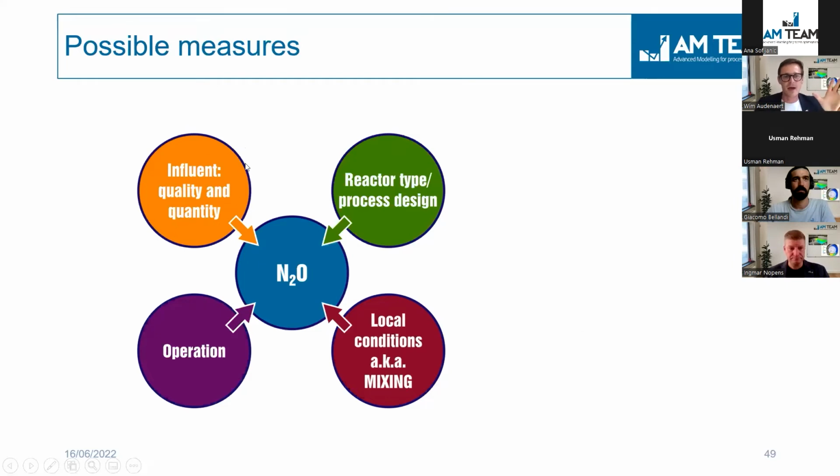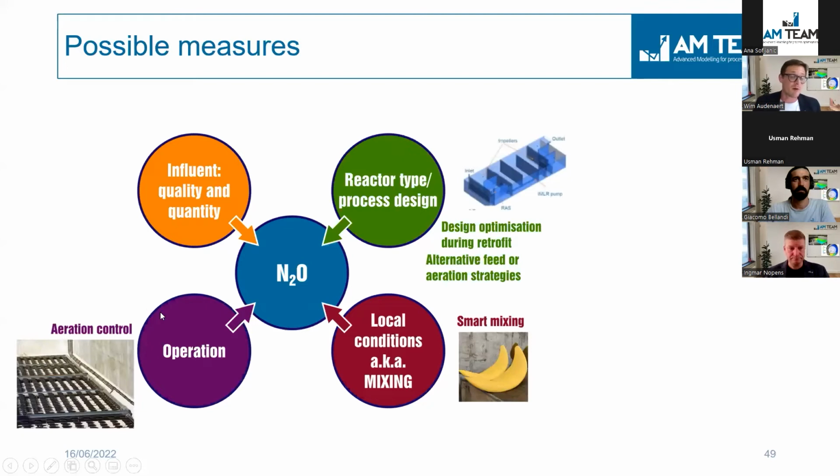This is the same figure again with the 4 drivers of N2O. Many people, a very popular one, is to look into aeration, maybe to lower the DO set points. But of course, you will only do that if you don't compromise effluent quality. That's an important one. So here the question again is, if we do something about the aeration, what is the impact on the mixing? Because aeration is also mixing. And what is the impact on my effluent quality? So it's not that straightforward.